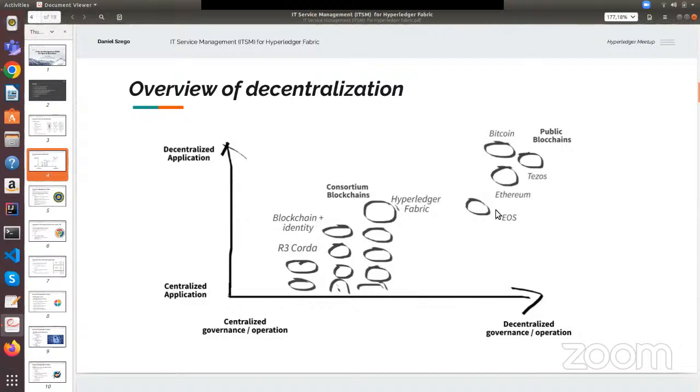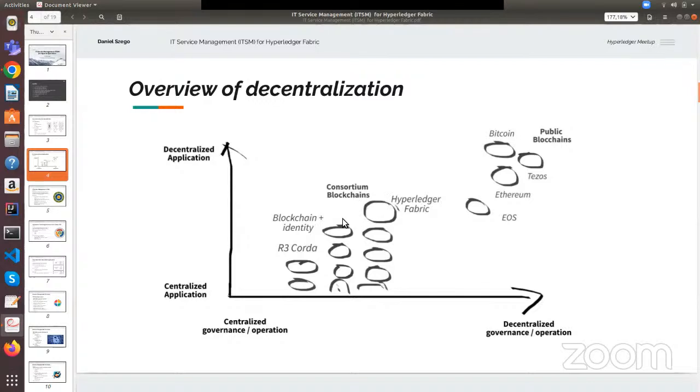And I have just one more example, that's EOS. If I'm not mistaken, EOS has 21 nodes, which are voted by delegated proof of stake. So basically, I would say it's not as decentralized as Ethereum or Tezos and so on. And we have the consortium blockchains somewhere here.